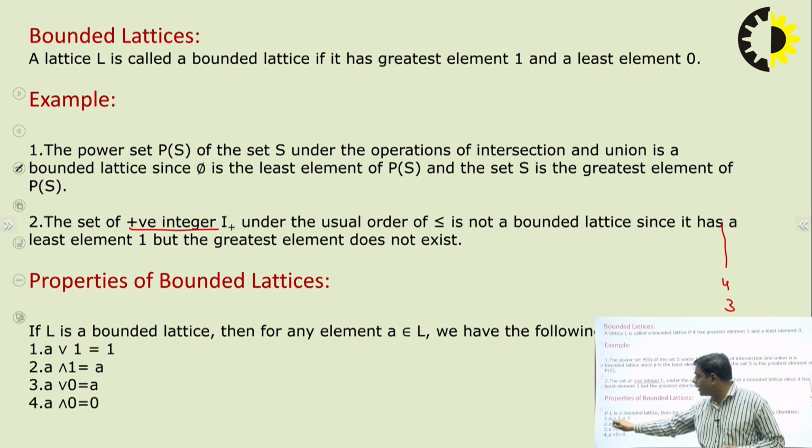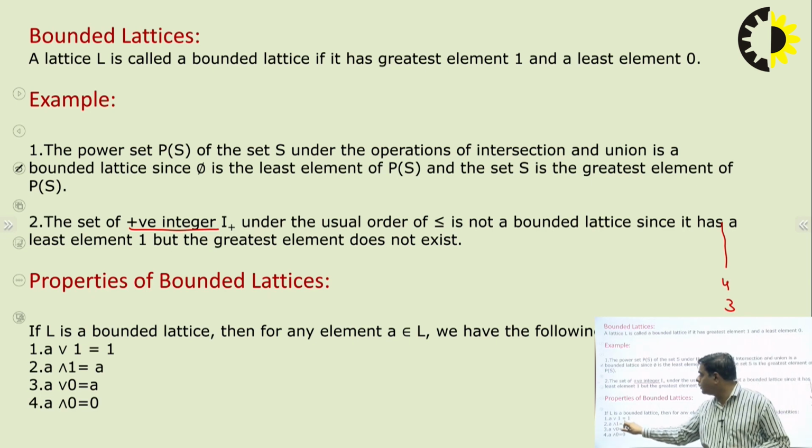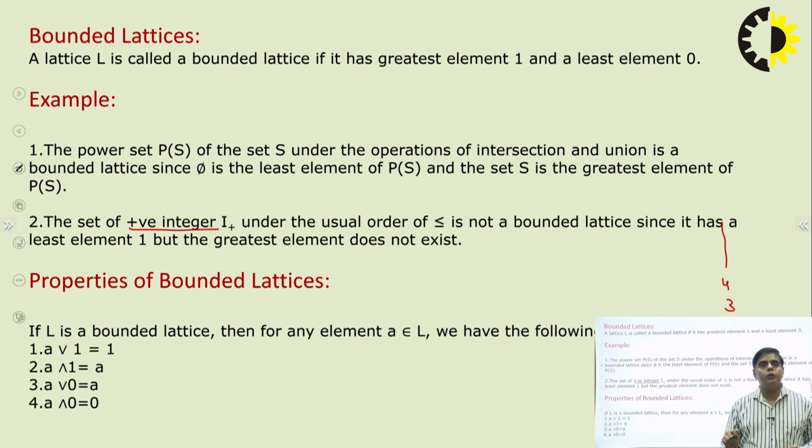A OR 1 is always 1, because we know in the OR operation, if any input is 1, the output will be 1. So A OR 1 is always 1. A AND 1 is dependent on A. If A is 1, the output will be 1. If A is 0, the output will be 0.